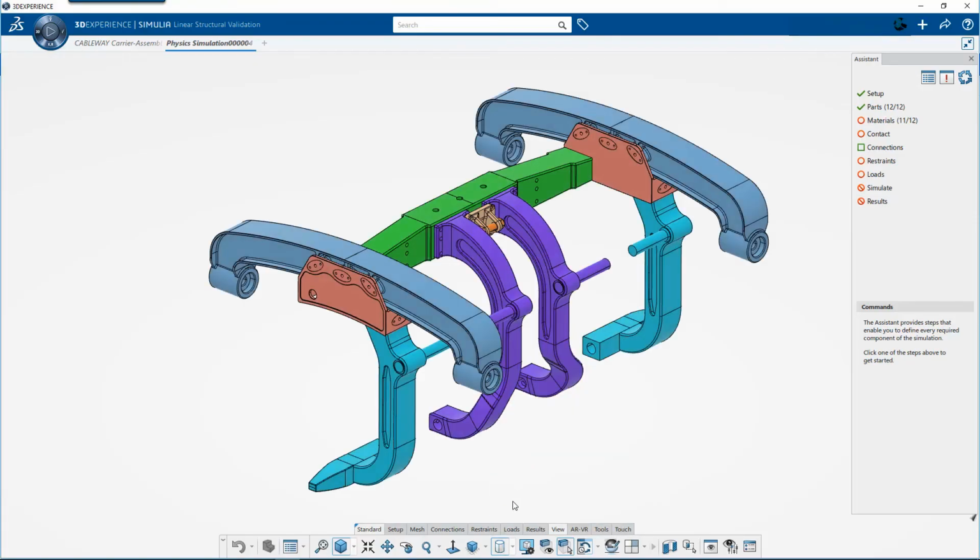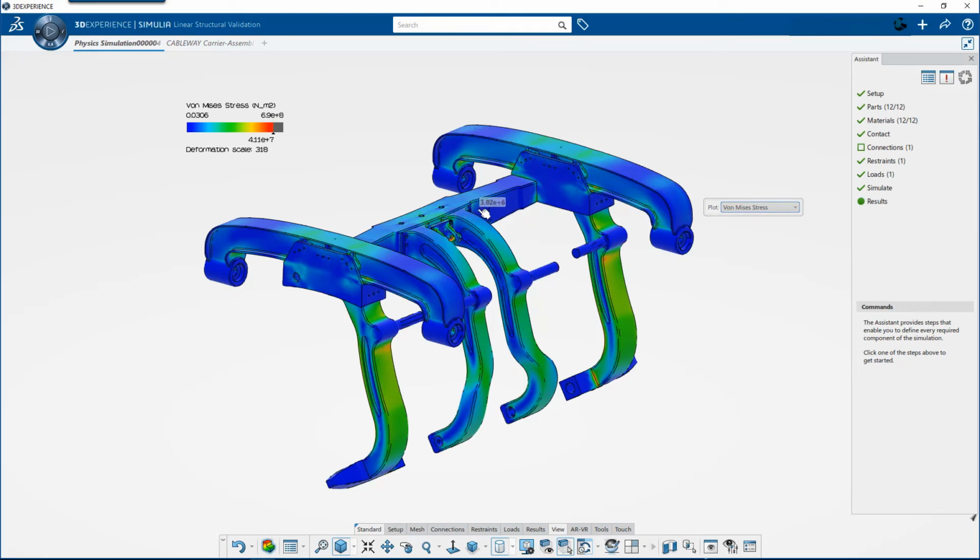With Simulia's Structural Designer role, users get the design simulation solution they need to design the best products.